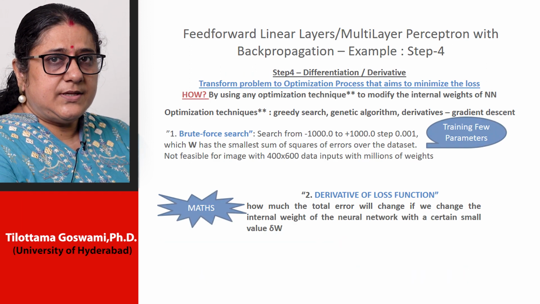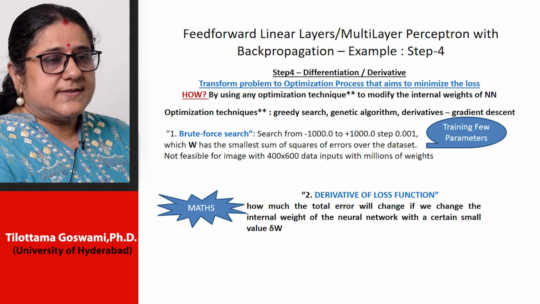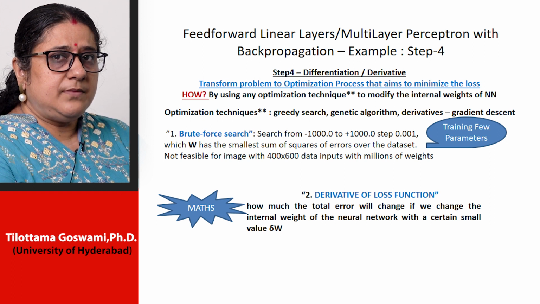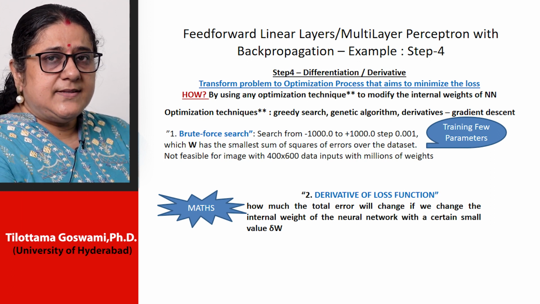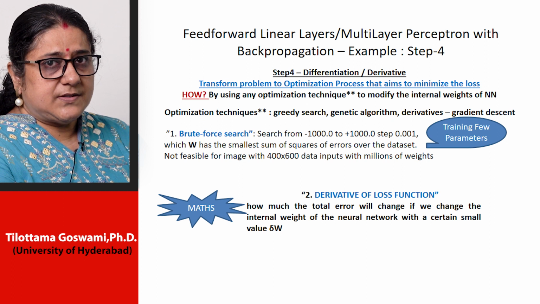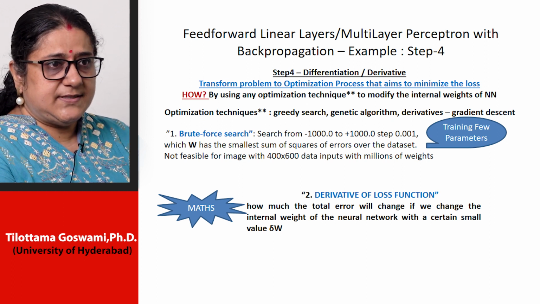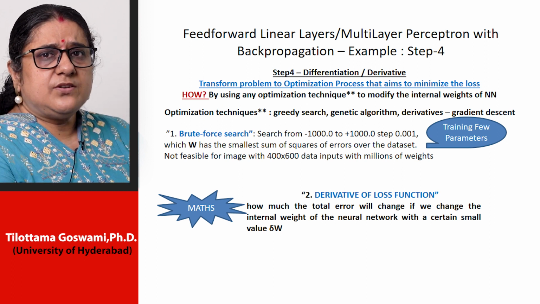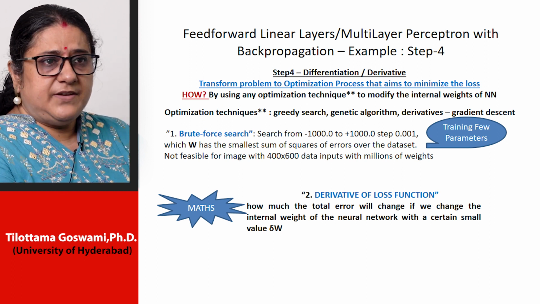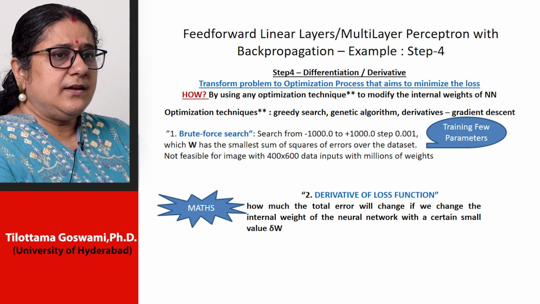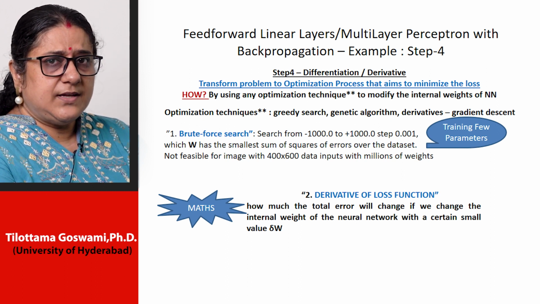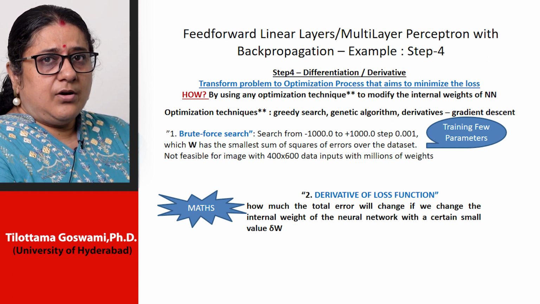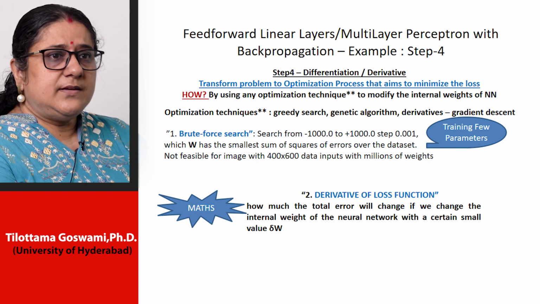Step 4. Now we know that there is an error. What to do next? Next is the derivative. That is, we transform this problem to an optimization problem, and this is a minimization of the loss. The objective is loss minimization. But how do we do the optimization technique? The first option is brute force, which is not efficient, and we have to take every step of 0.001. Initially we took the weight as 3. Now if we take 3.001 or 2.999, then 3.002.